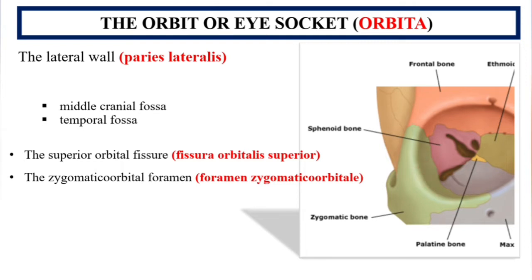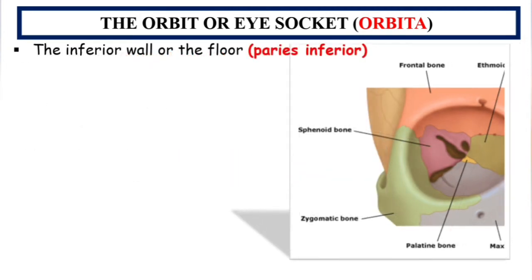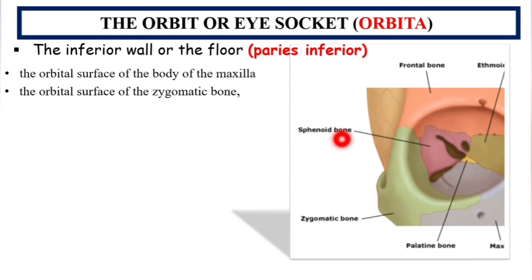All right. The inferior wall, that's the floor, or pars inferior. The inferior wall is formed by the orbital surface of the body of the maxilla here, and the orbital surface of the zygomatic bone here.